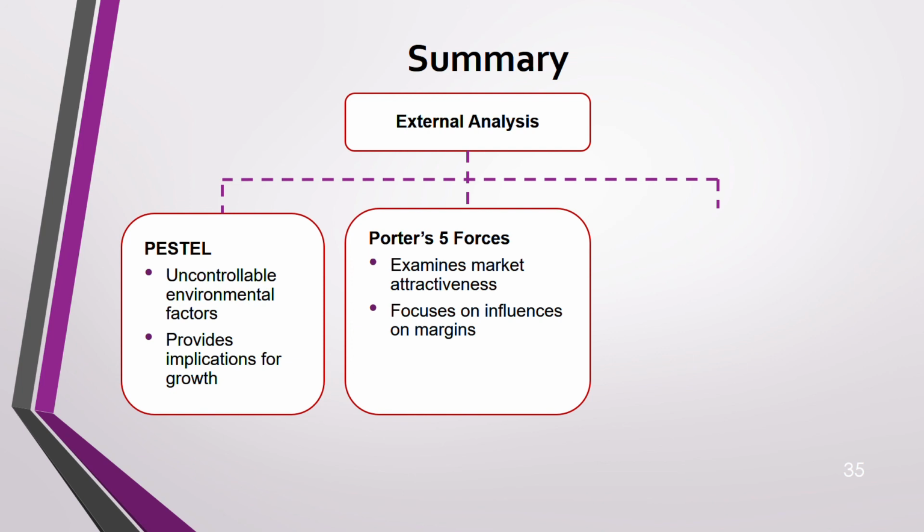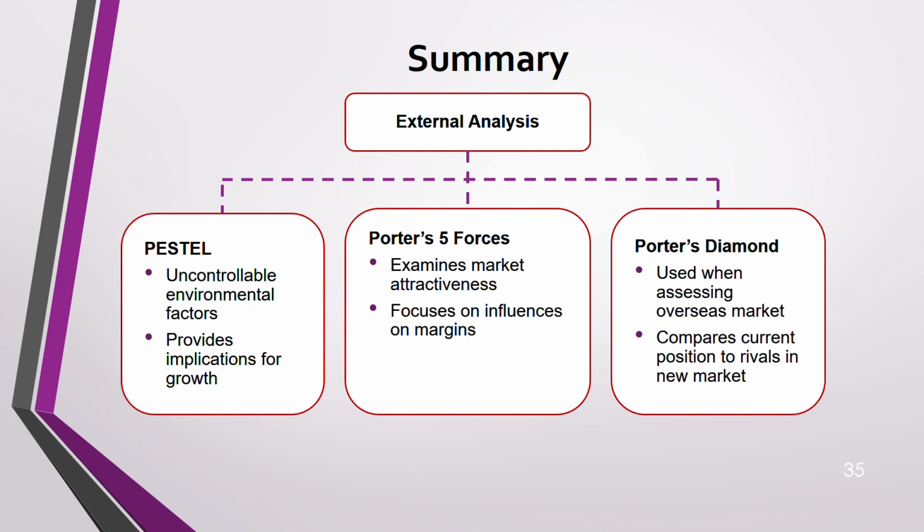market is. And also it focuses on influences on margin. What is the impact on the margin, your profit, basically at the end, right? And then we went through Porter's diamond, the four factors used when assessing overseas markets. When you have to assess an overseas market, international market, you go for Porter's diamond, which nation to go for, or which industry, which country to select. And it compares the current position to the rival in the new market. That's also what it does.